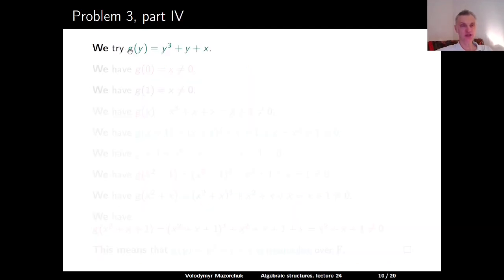So we take the polynomial g of y, which is equal to y cubed plus y plus x. So now x is not a variable, x is now an element of our field with 8 elements. And now one has to compute. So if you want to check that it is irreducible, we need to prove that it doesn't have any roots. And here one has to insert all 8 elements of our field and check that they are not roots. So if we insert 0 instead of y, of course we will get x, this is not 0. If we insert 1, we will get 1 plus 1 plus x, that's x, not 0.